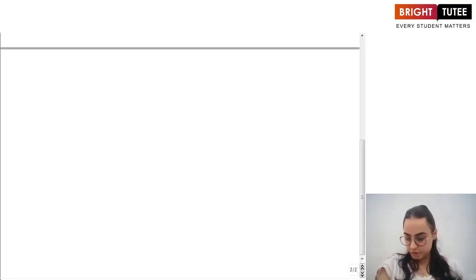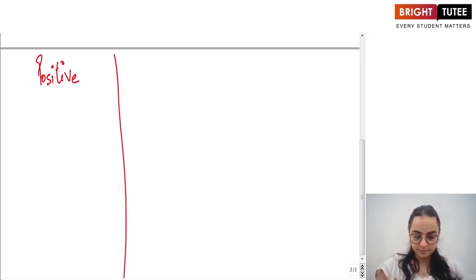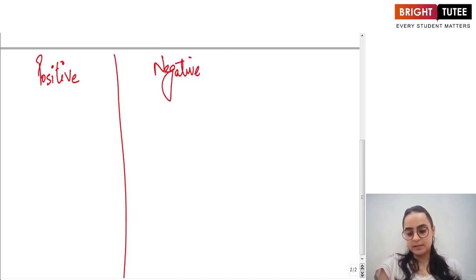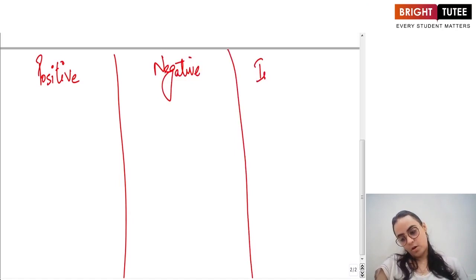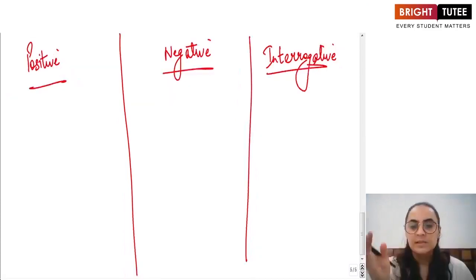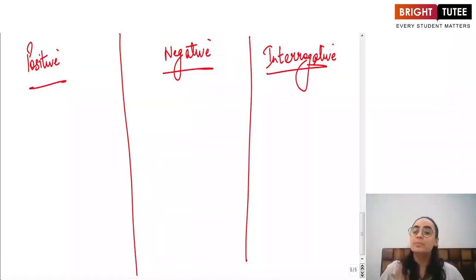So as I told you, let's say my sentence can either be positive or it can be negative or it can be interrogative. Right? So let us first talk about the positive structure, the positive forms of the verb be.